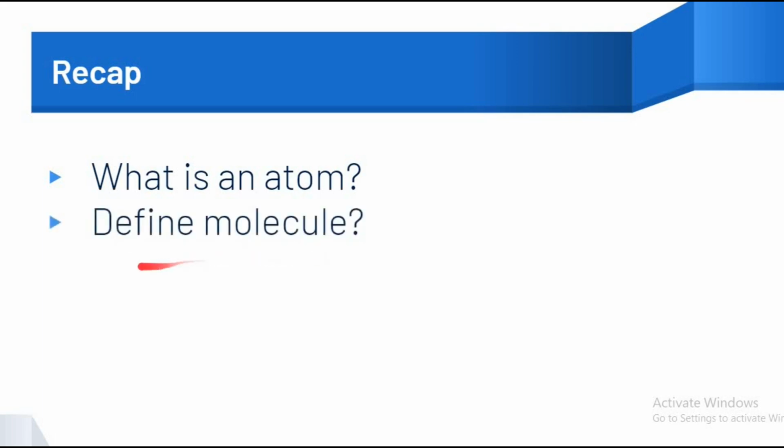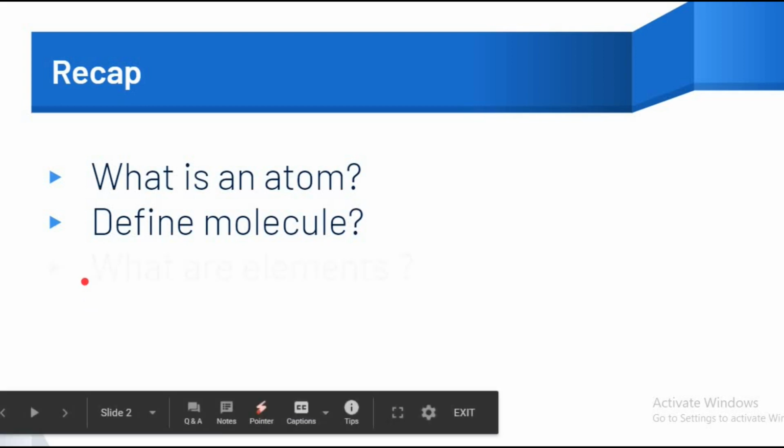You know, all substances in this world are made up of matter. Matter consists of atoms. So, what is an atom? The smallest unit of matter is called an atom. Can you define molecule? When two or more atoms are bound together chemically, it's known as a molecule.